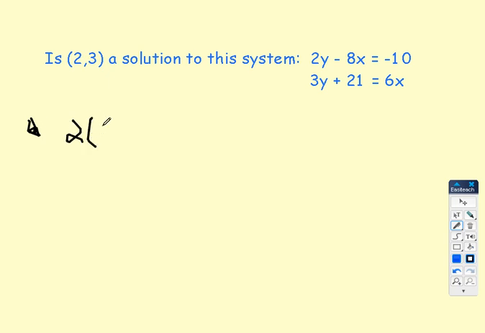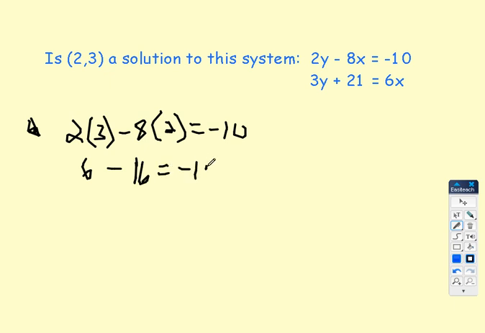2 times 3 minus 8 times 2, does that equal negative 10? Okay, 2 times 3 is 6, minus 16, does that equal negative 10? Yes, it does. 6 minus 16 is negative 10, and that is negative 10. So that satisfies the first equation.